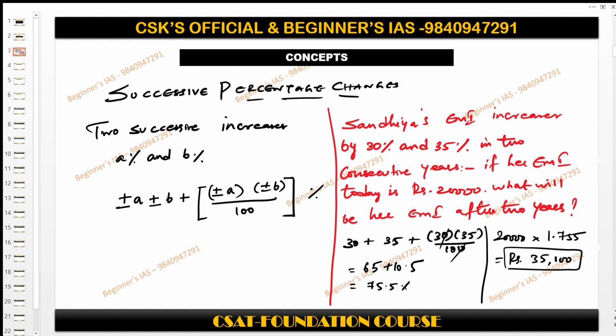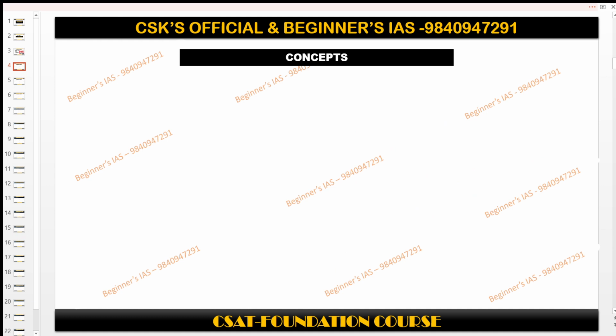Then this question can be done by using the PCG method also. So let me tell you the PCG method. That method will help you to solve this kind of problem in a simpler manner. So this is the 20,000. This is at present.